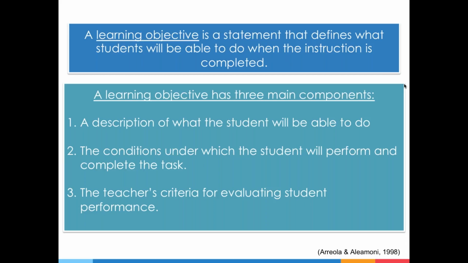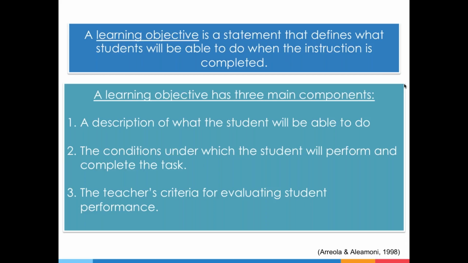So a learning objective has three major components. Number one, it's a description of what the students will actually be able to do. And we have to think about the conditions under which the students will be able to perform the given task or tasks that we want them to be able to do at the end of a class, a week, a semester, a term. And then finally, it's our criteria for evaluating our students' performance.